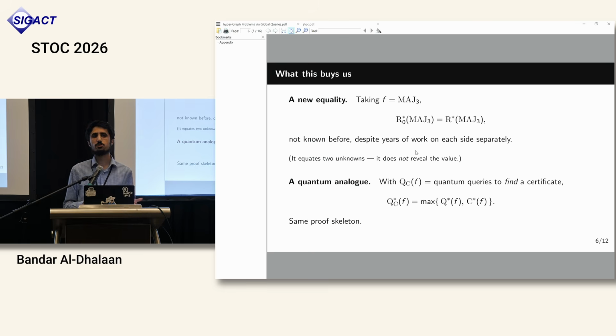In the quantum world, quick side note, quantum algorithms in query complexity don't have to produce a certificate. But if we force it to produce a certificate, we get a quantum analog. QC is quantum, which is forced to produce a certificate. QC star of f is equal to the max of Q star and C star. And the proof skeleton is the same.